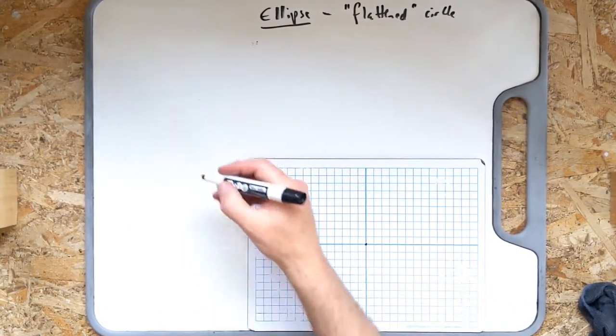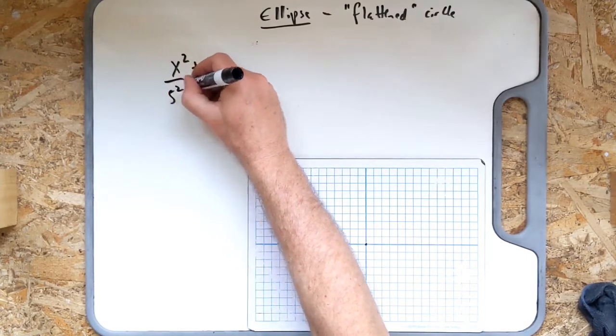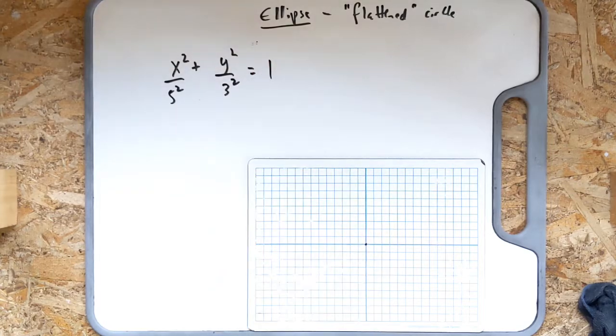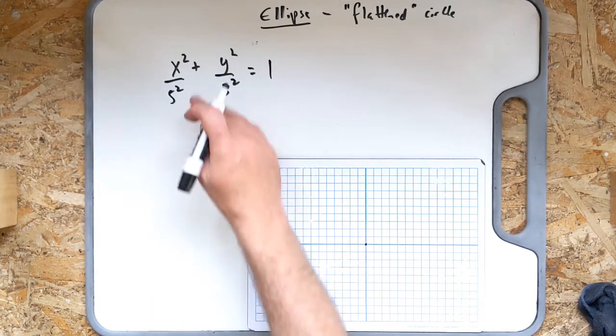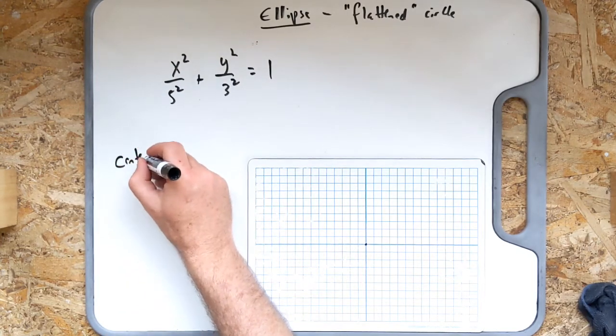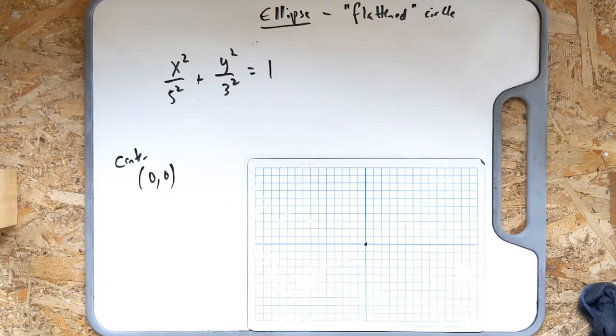Okay, so I'm going to start with a simple one. x squared over 5 squared plus y squared over 3 squared equals 1. The reason it's simple is just because the center is simple. The center, in this case, is simply 0, 0. There is no h and k. So I'll start by drawing that.